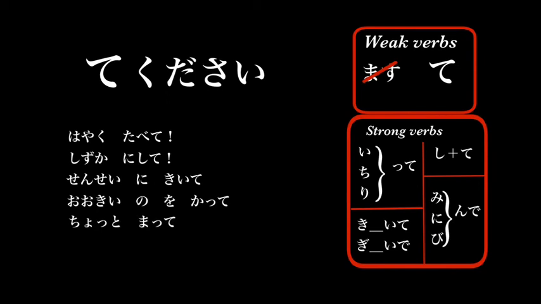Chotto matte is the very plain or very colloquial version of hang on a moment, wait a moment, chotto matte. And you might hear a friend say, kore o mite, look at this.